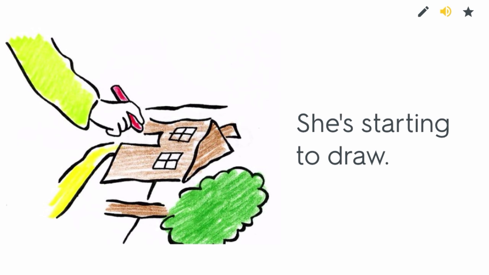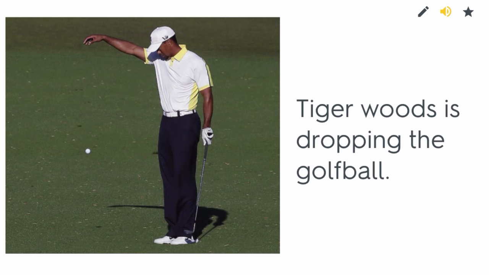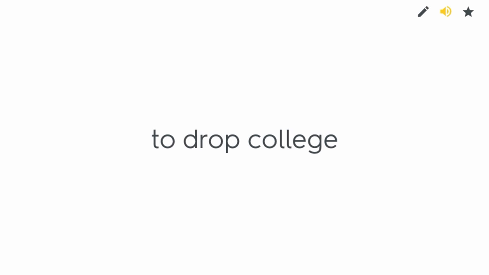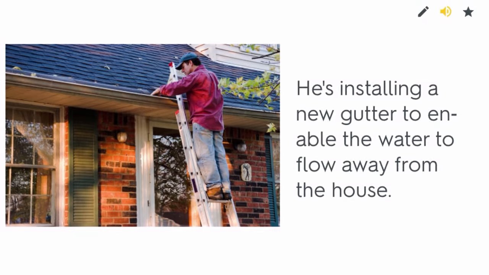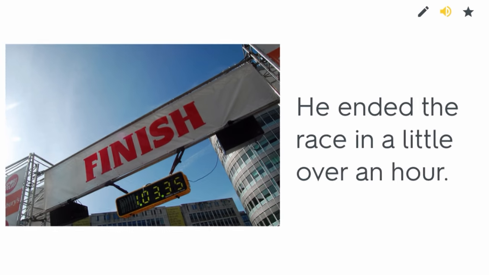She's starting to draw. To drop. Tiger Woods is dropping the golf ball. To drop college. She dropped college because she didn't have any more money. To enable. He's installing a new gutter to enable the water to flow away from the house. To end. He ended the race in a little over an hour.